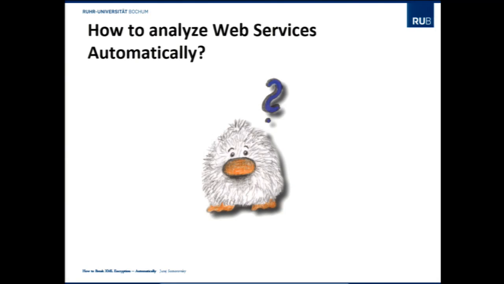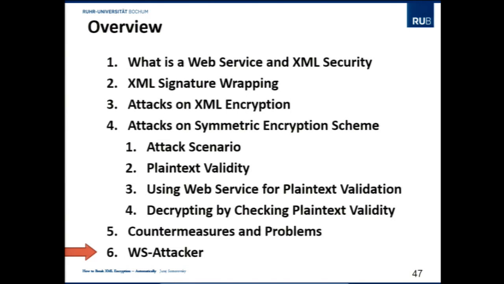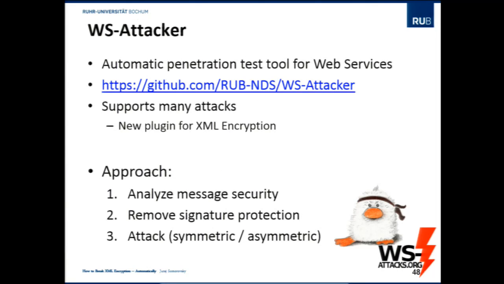Okay, so the question is how to analyze it automatically. We saw there are some complicated problems, like crypto attacks on asymmetric and symmetric encryption schemes, signature problems, and so on. How can we analyze this automatically? And this is why we constructed WS-Attacker and a new plugin for it. WS-Attacker is an automatic penetration testing tool for web services, and it's open source. You can find it on GitHub.